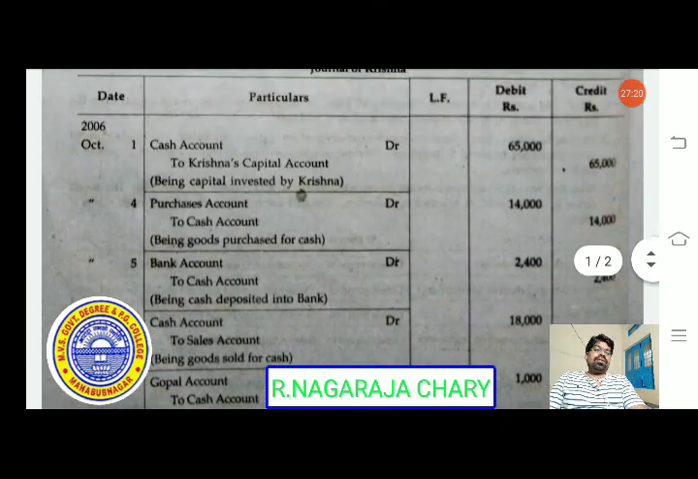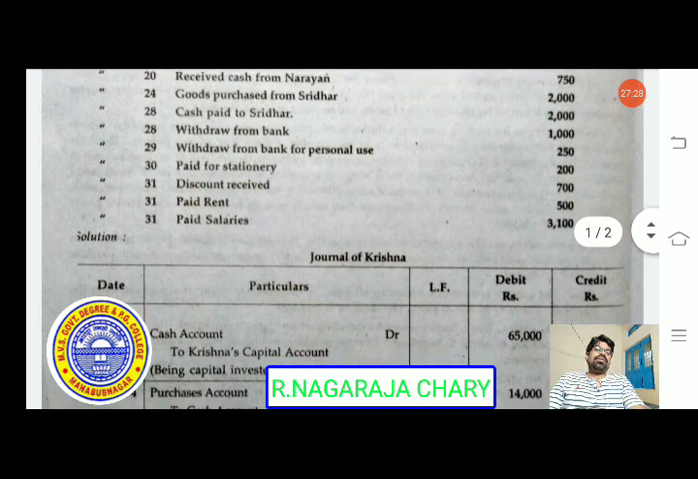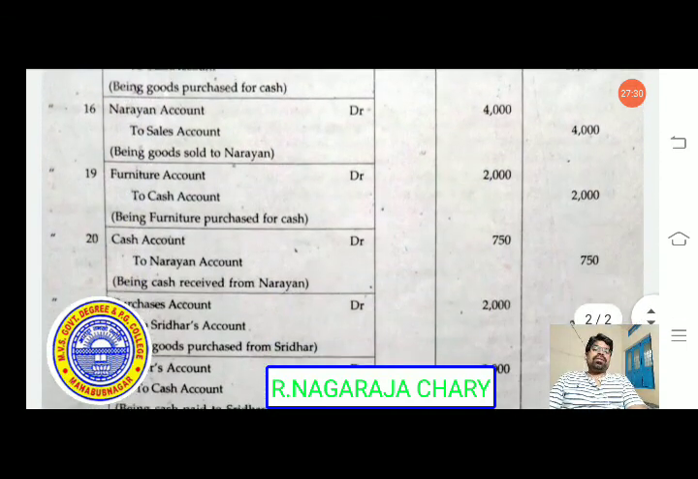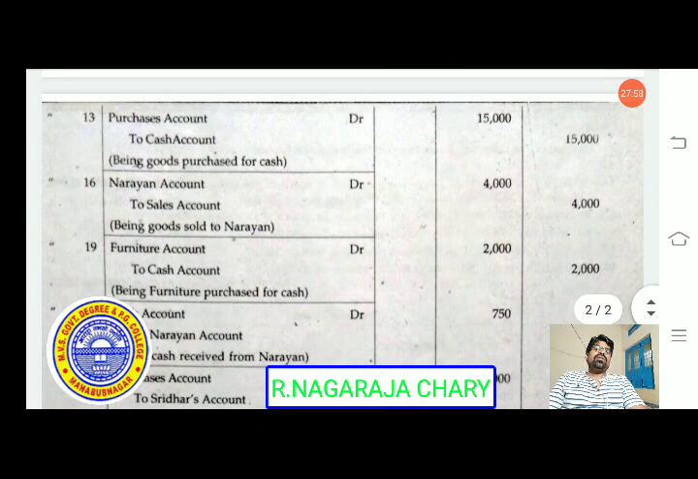Next, on the 16th date, what is the transaction? Goods sold to Narayan, the person Narayan, right. On 16th, Narayan account debtor to sales account, that is 4,000 rupees. Here Narayan is a person, so according to personal accounts, the person who is the receiver is to be debited. Here Narayan is going to be debited, and the sales account, that is income, is to be credited. The narration is being goods sold to Narayan, right.